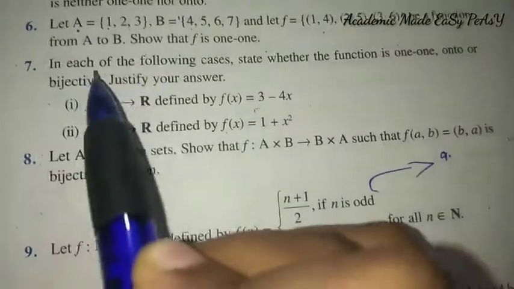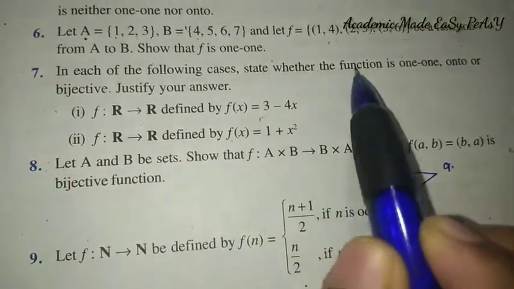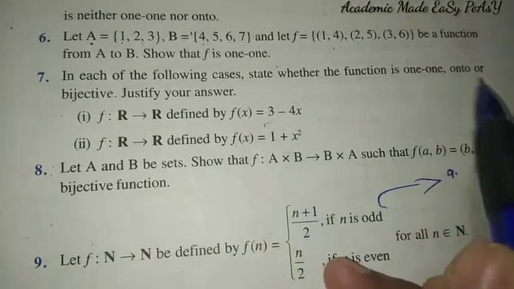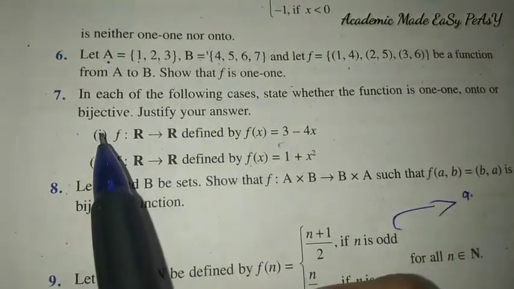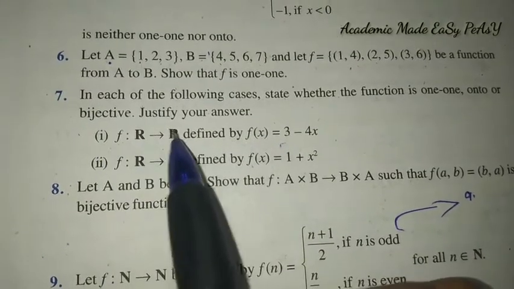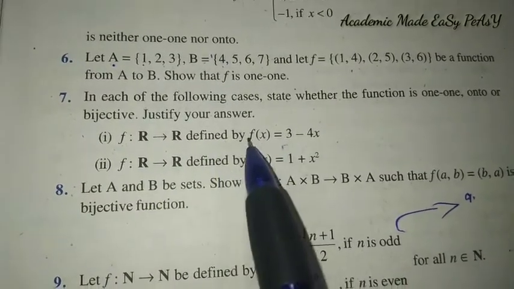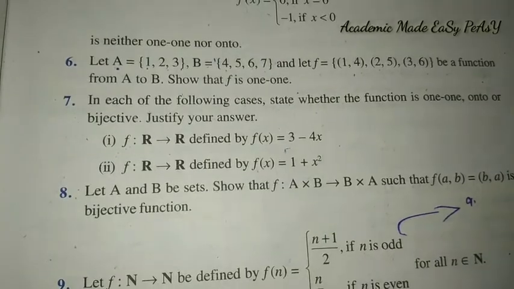Question 7. In each of the following cases, state whether the function is 1 to 1, onto or bijective. Justify your answer. First subdivision. Function from R to R, real numbers, defined by f of x is equal to 3 minus 4x.